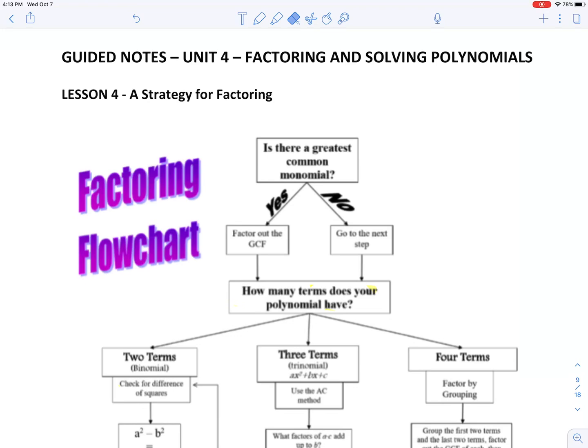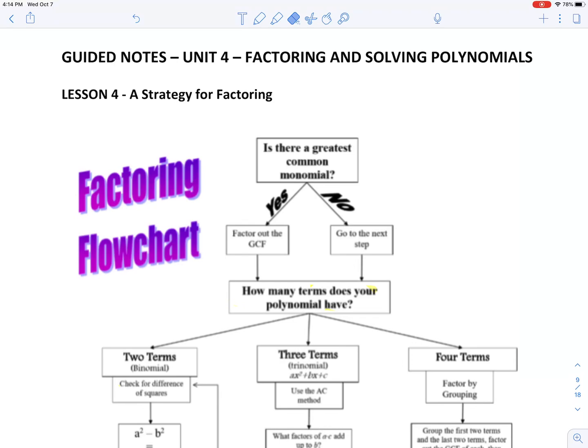Okay, boys and girls, we skipped around a little bit in your notes, so you want to look for lesson 4 in your guided notes. Lesson 4. So when you find that, we'll get started. Okay, so hopefully you found lesson 4. It's right behind the notes on factoring cubic functions, which we will come back to later.